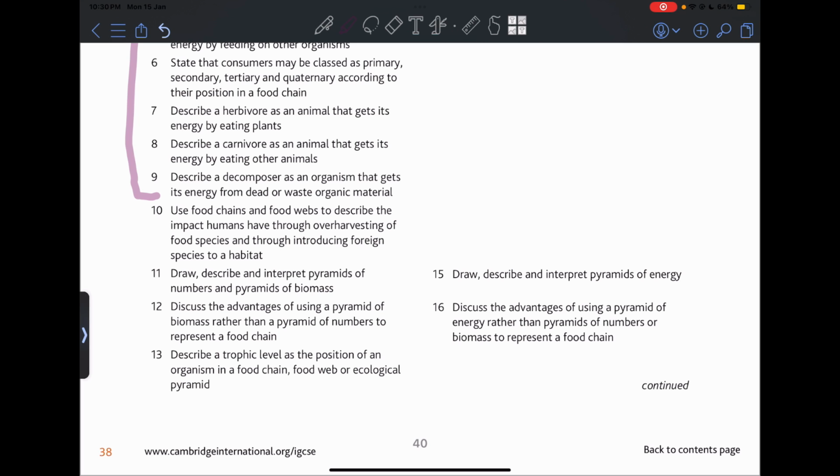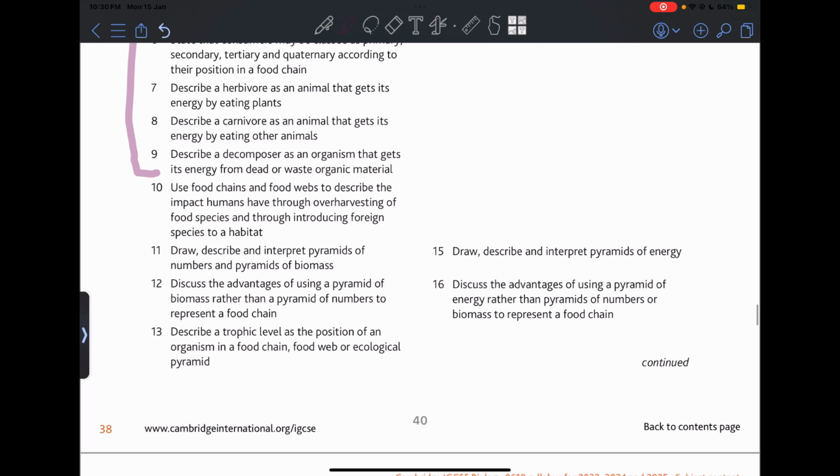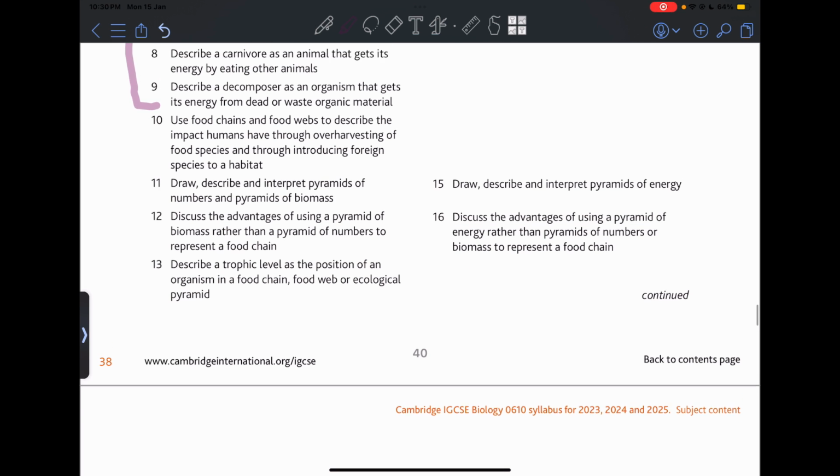Number 7 says, describe a herbivore as an animal that gets its energy by eating plants. So herbivores only eat plants. They are vegetarian. Describe a carnivore as an animal that gets its energy by eating other animals. So they eat meat. Describe a decomposer as an organism that gets its energy from dead or waste organic material. So decomposers are the bacteria or organisms that feed on waste organic material or dead bodies. Use food chains and food webs to describe the impact humans have through over-harvesting of food species and through introducing foreign species to a habitat.